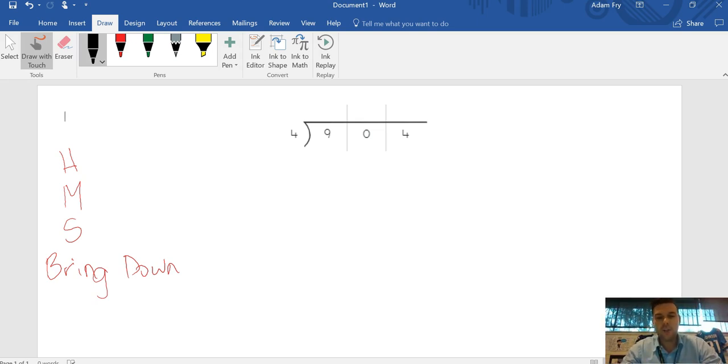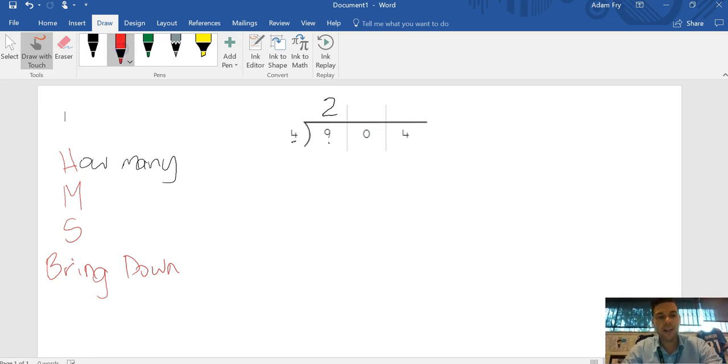So, first thing we need to look at is the H. What does the H represent? Well, the H represents how many, okay? So we need to ask ourselves, how many times does 4 go into 9? That's the first question we need to ask ourselves. How many times does 4 go into 9? Well, it goes in twice, okay? So we can put a 2 up there.